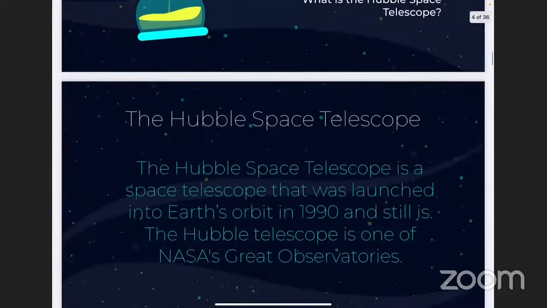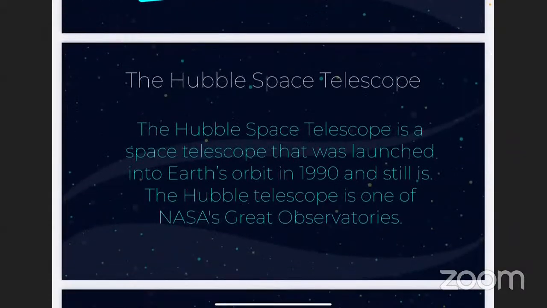Basically, the Hubble Space Telescope, otherwise known as the HST, is a space telescope that was launched into Earth's orbit in 1990, and it is still in service to this day. The Hubble telescope is one of NASA's greatest observations.